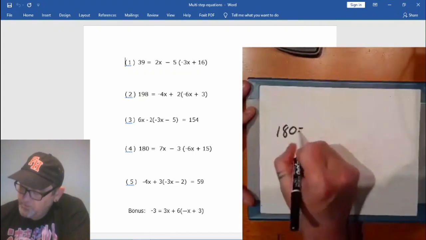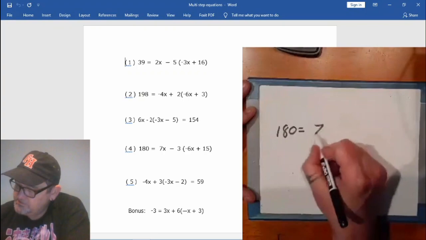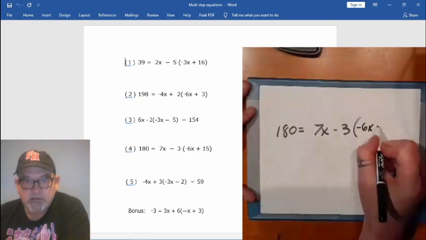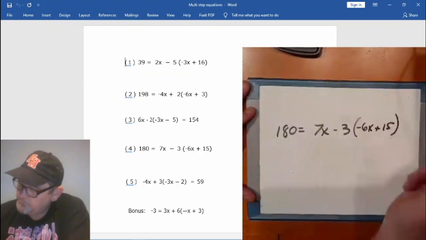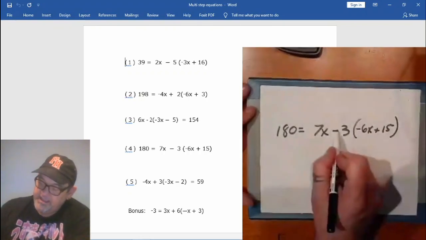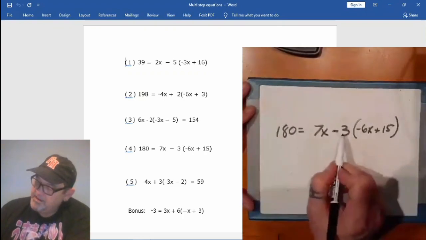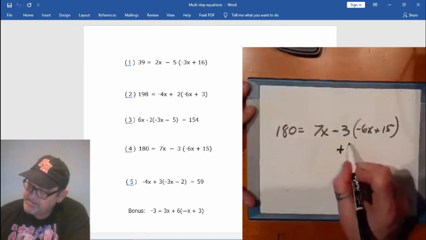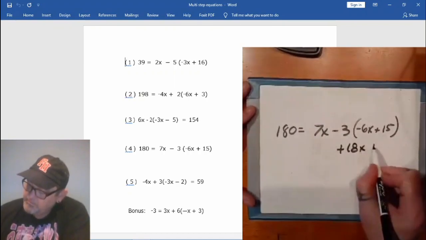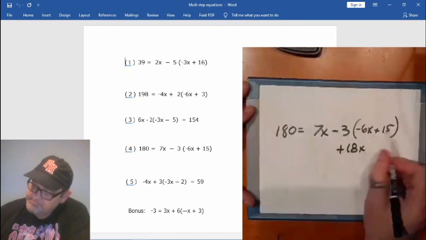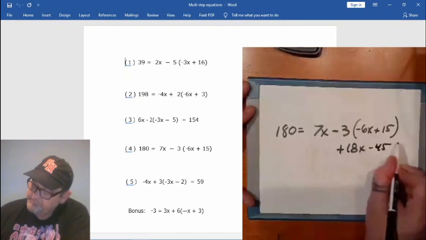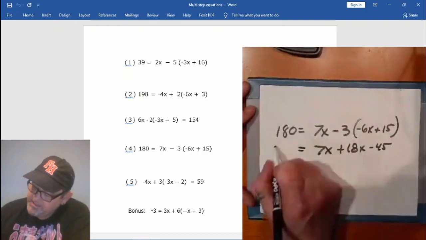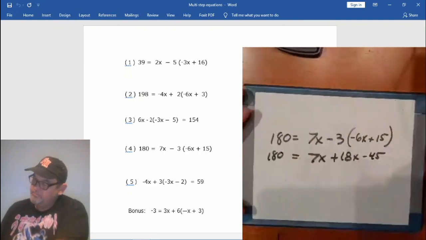180 equals 7x minus 3 parentheses negative 6x plus 15. Distribution first. The negative sign goes with the 3. Negative 3 times negative 6x is positive 18x. And negative 3 times positive 15 is negative 45. And I can bring this 7x down, so I didn't use it. And the 180, I didn't use it.